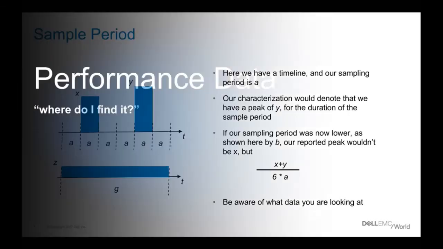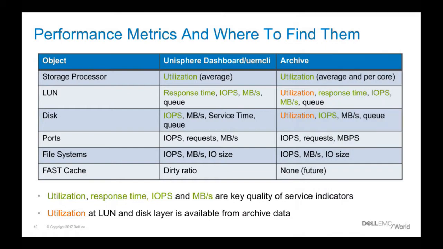So performance data, where do I find it from a Unity perspective? So in the table here, on the left-hand side, we've got objects. So you've got things like storage processor, LUN, disks, file systems. That's the object level statistics.